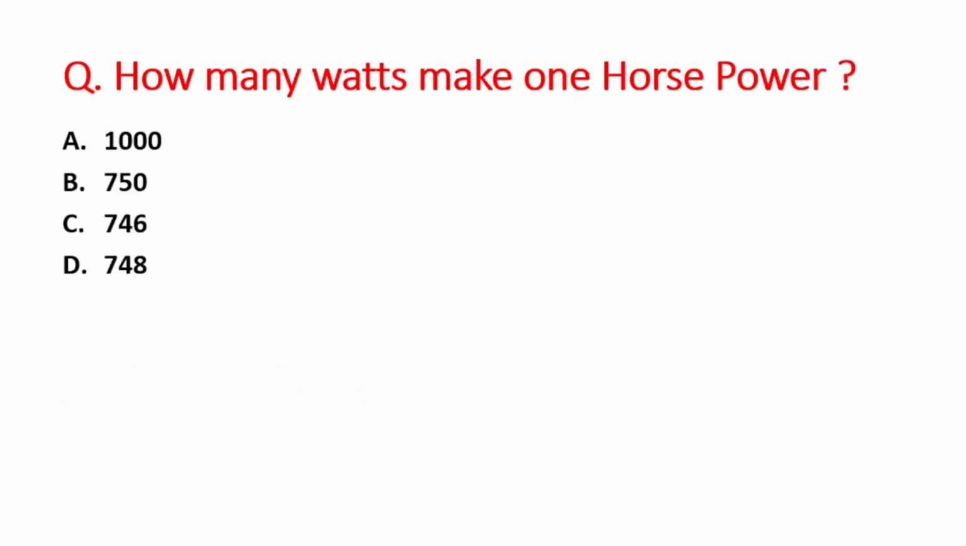Next question is: how many watts make 1 horsepower? A option is 1000, B is 750, C option is 746 and D option is 748. So the right answer is option C, that is 746 watt. That is, 1 horsepower is equal to 746 watt.